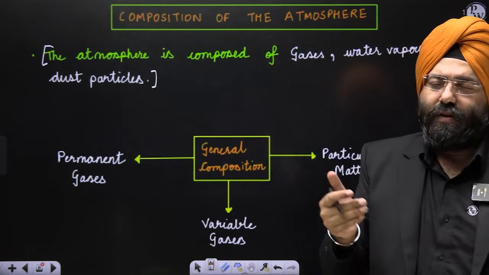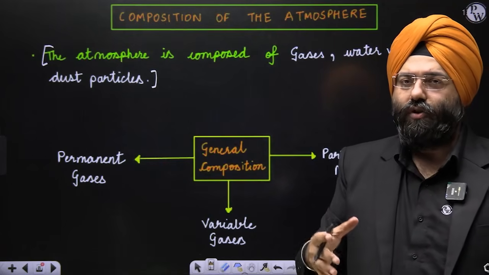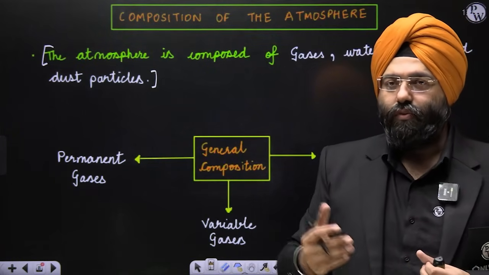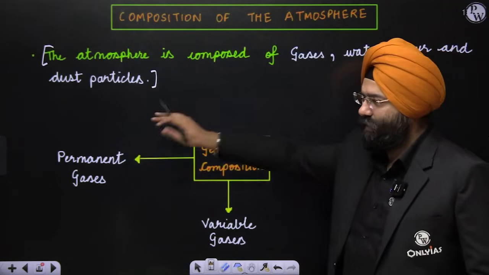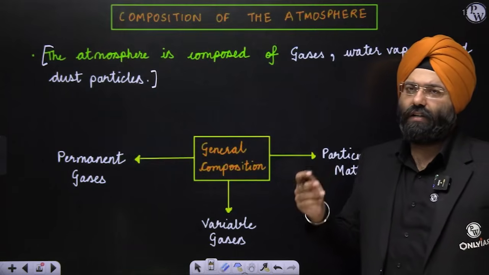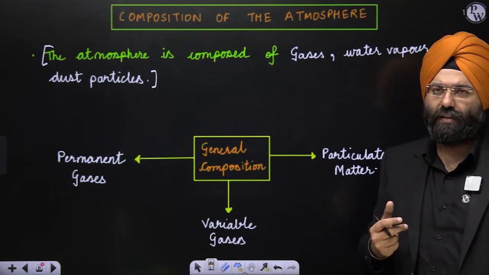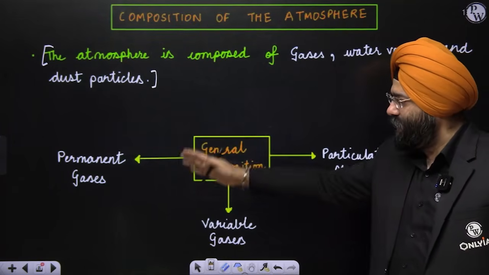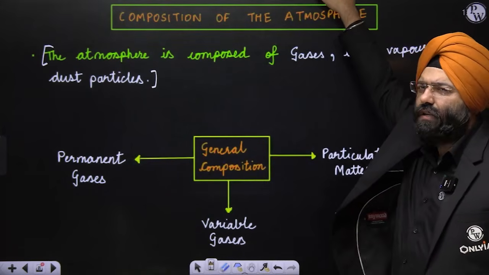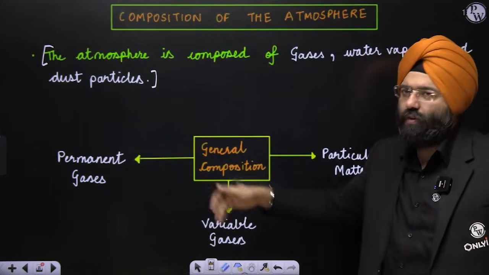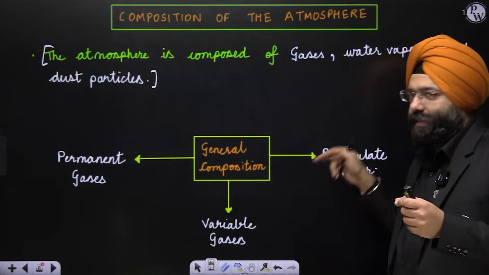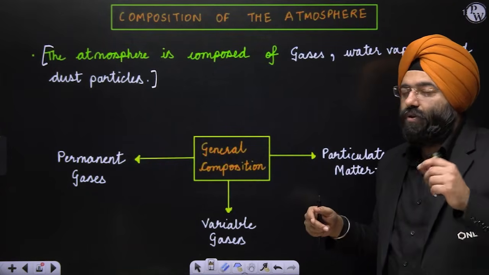If I take a little more standard form, what is present in other books also, what UPSC is now taking you to is that there are certain permanent gases, there are certain variable gases, and there is particulate matter. Again, dust particles, aerosols, different kinds of matter that are present. So these are the general compositions which we see. Now this statement is completely correct, not wrong. But when we go into more detail, we will realize all these things. We have to study all these so that we know better about the composition of the atmosphere.